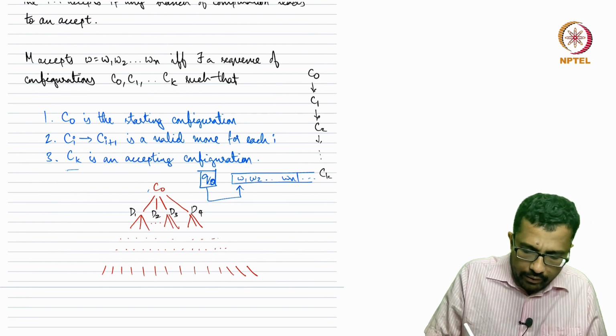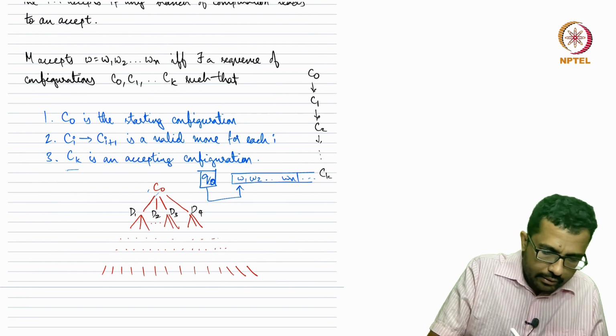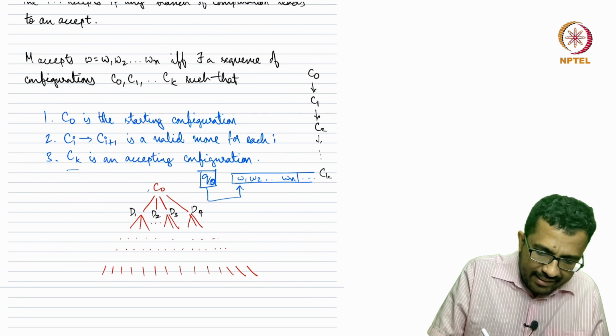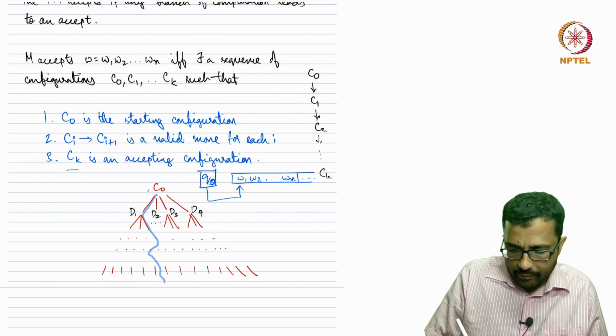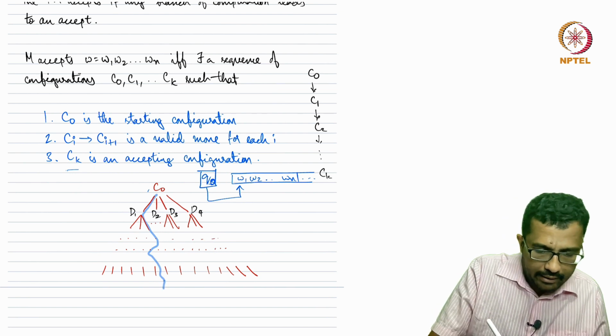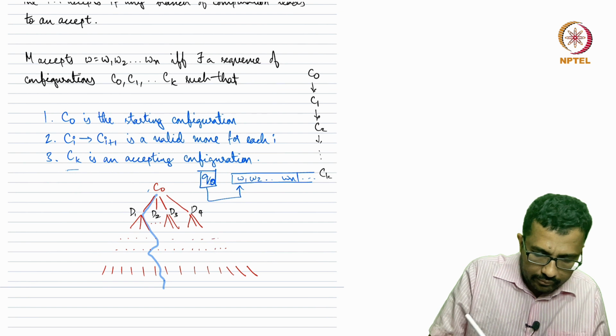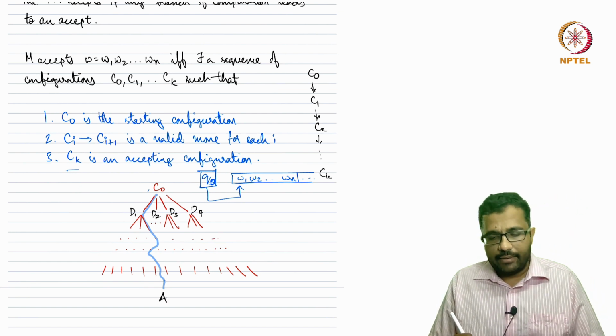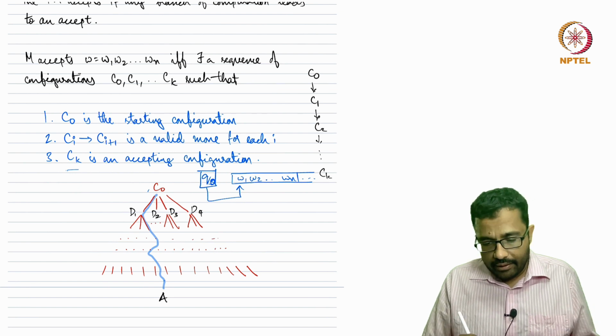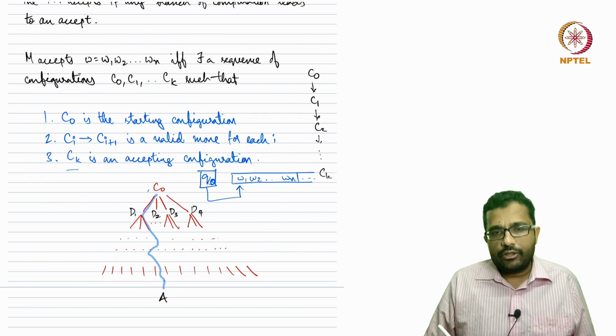We accept when we find some computation path, something like this, finally leading to an accept state. So this should be an accepting state, or accepting configuration, right? So some computation path has to be there.